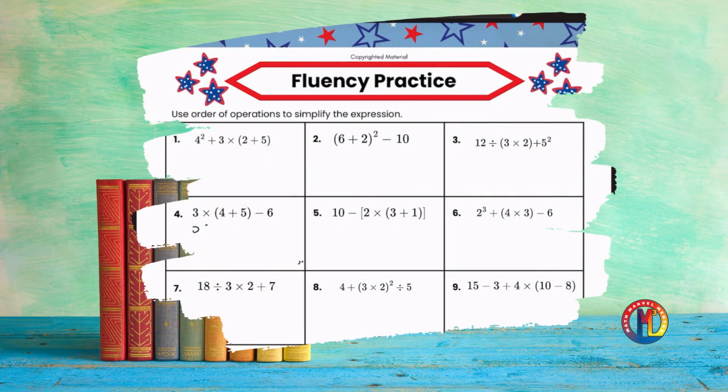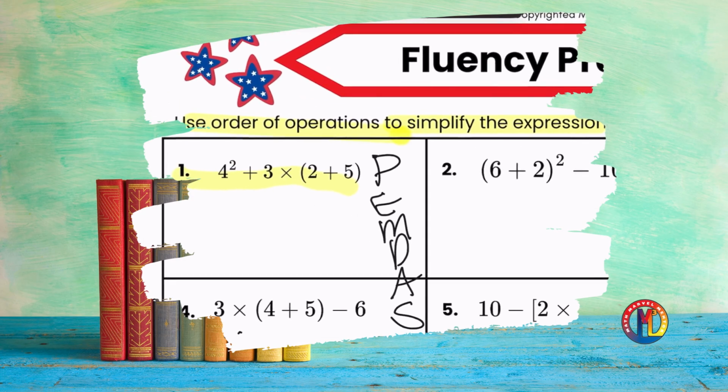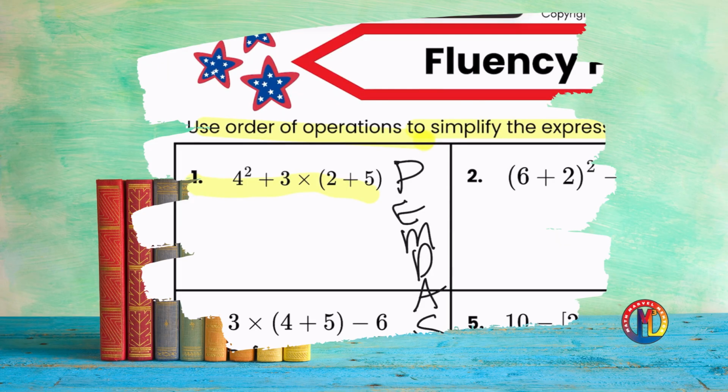Let's start here with number 1, and we are going to use order of operations to simplify the expression. So let's remember our new acronym. Please Expect Mistakes. Determination Always Succeeds. And I am going to write that here, parentheses, exponents, multiplication, division, add, and subtract, so that I can check off as I go. So we're going to start here with number 1.